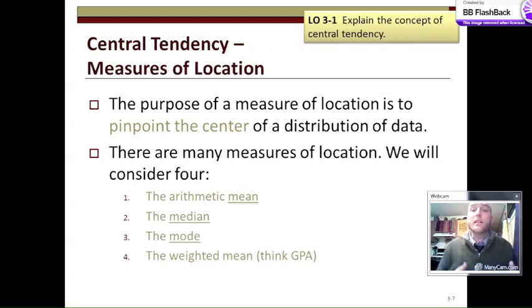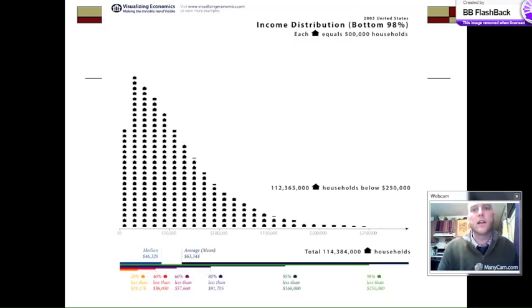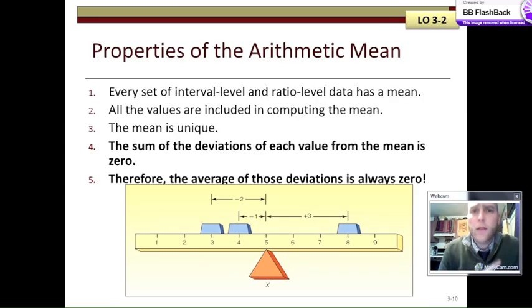Central tendency are measures of location. The purpose of a measure of location is to try to get a point estimate. Now, there are many measures of location. We're talking about location, not dispersion. Central tendency is middle. Middle is location. And there are four things: mean, median, mode, and like I said, we're also going to talk about the concept of weighted mean. We'll come back to that.